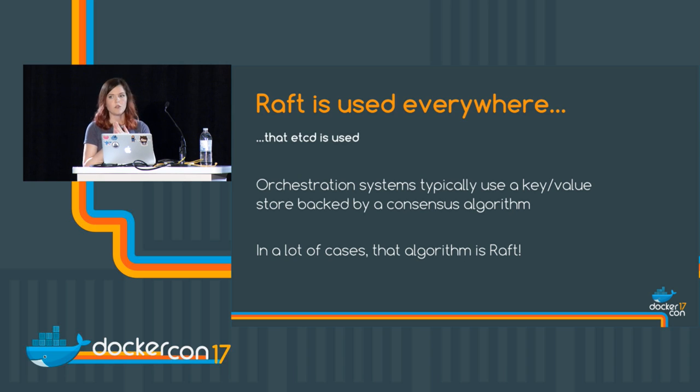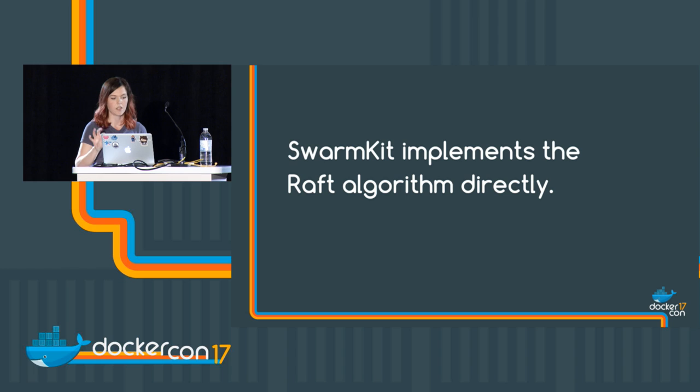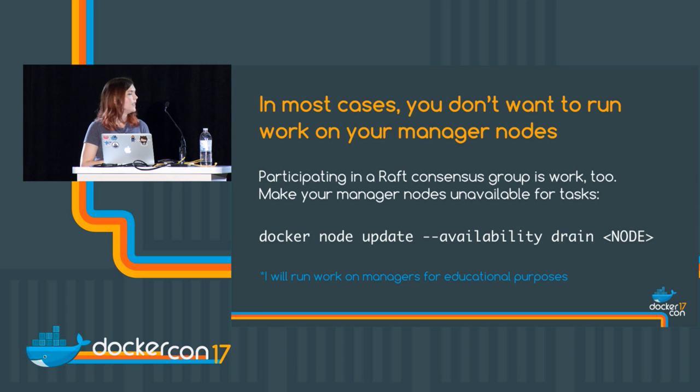Chances are, even if you don't use SwarmKit or even if today is the first time you've ever heard of Raft, you've probably used it before. It's used everywhere that etcd is used because etcd is backed by Raft. Orchestration systems need some kind of consensus algorithm to back them when they're running, and in a lot of cases that algorithm is Raft. So if you're using Kubernetes, if you're using etcd, you are using Raft already, maybe you just don't know about it. The difference about SwarmKit is that SwarmKit implements Raft directly. SwarmKit does not use etcd, it just has Raft hanging out there on GitHub. You can check it out, read it, lots of comments. I highly recommend that you do that. In most cases, Raft is running on your manager nodes.